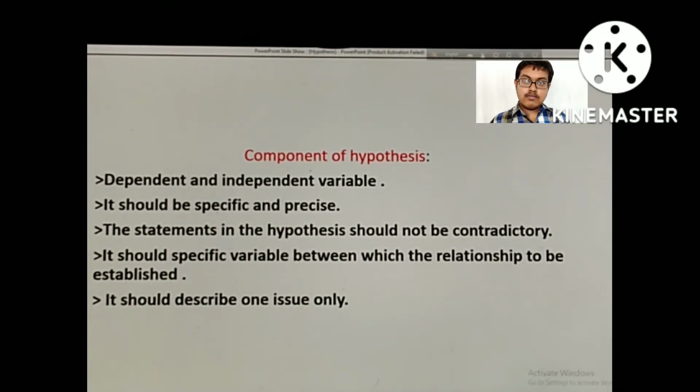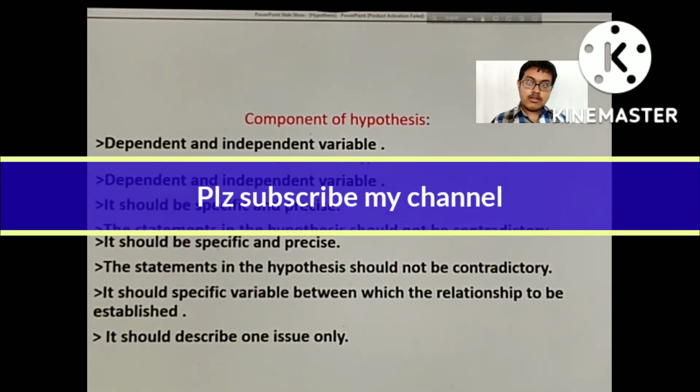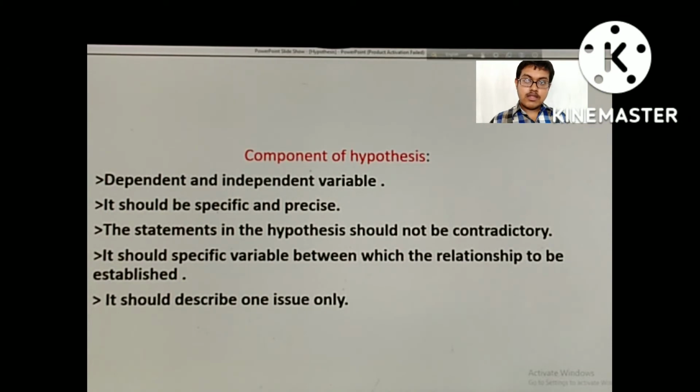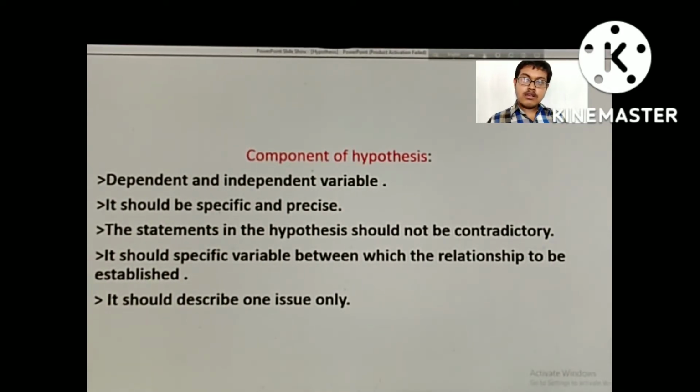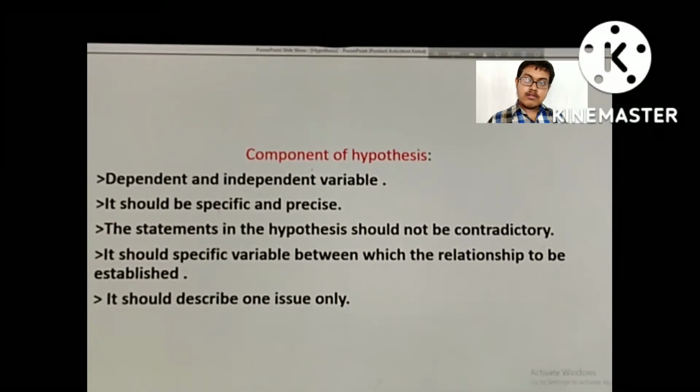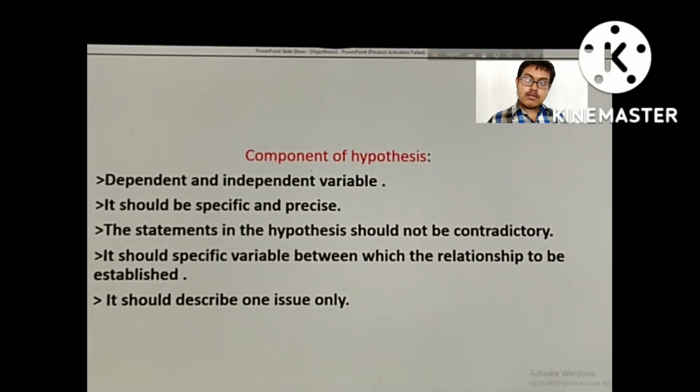Next, we see the components of hypothesis. Dependent and independent variable. It should be specific and precise. The statements in the hypothesis should not be contradictory. It should specify the variables between which the relationship is to be established. It should describe one issue only.